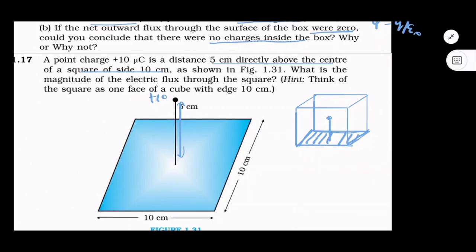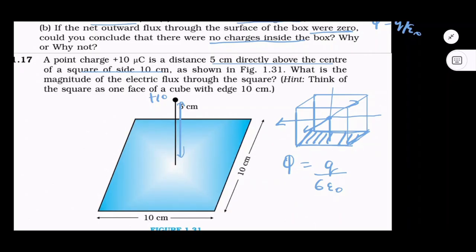Now we have to calculate the flux. The charge is enclosed and an equal amount of flux will be passing through all the 6 surfaces. So we have one surface over here, some amount of flux is passing through this side, and similarly through the rest 5 surfaces. Now we can say that the flux will be equal to charge upon 6 epsilon naught for one face. For each face the flux will be this much.